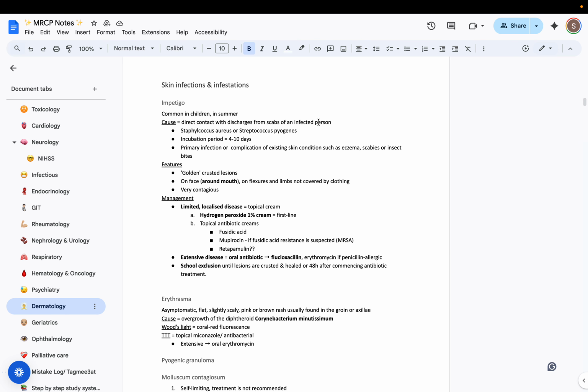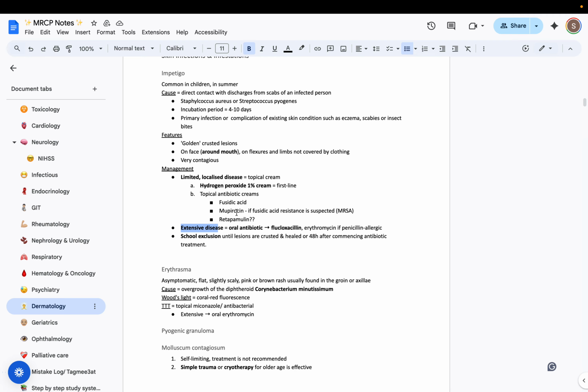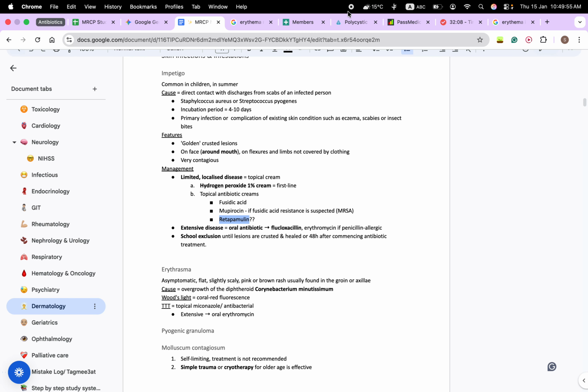Okay, now let's go to the skin infections. So impetigo, common in children, direct contact with discharge, staph or strep. There would be golden crusted lesions around the mouth. It's very contagious. How to treat? That's the most important thing, because once you recognize this, the next question would be how do you treat it? So it depends. Is it a limited localized disease or is it an extensive disease? If it's a limited localized disease, you use a topical cream. Hydrogen peroxide 1% is the first line, and then topical antibiotics. What is this drug?